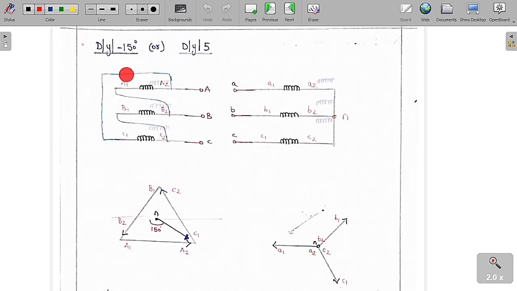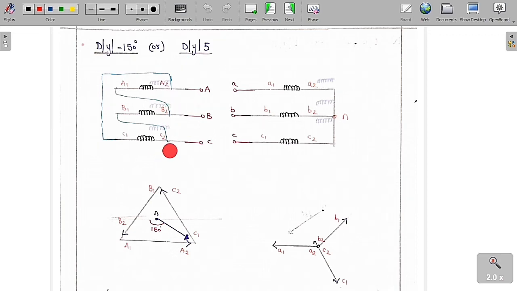So now we are going to discuss another connection which is called as delta star minus 150 degree, or delta star, we can say it is a 5 o'clock. So therefore minus 150 means simply I can say that the phase voltage of the low winding is going to lag the phase voltage of the high voltage winding. That is the meaning, it is called as the 5 o'clock.